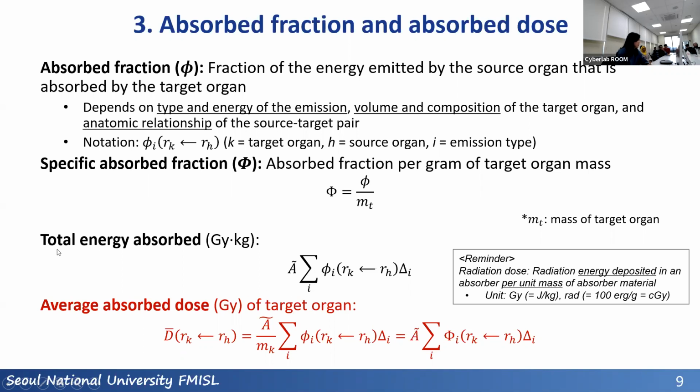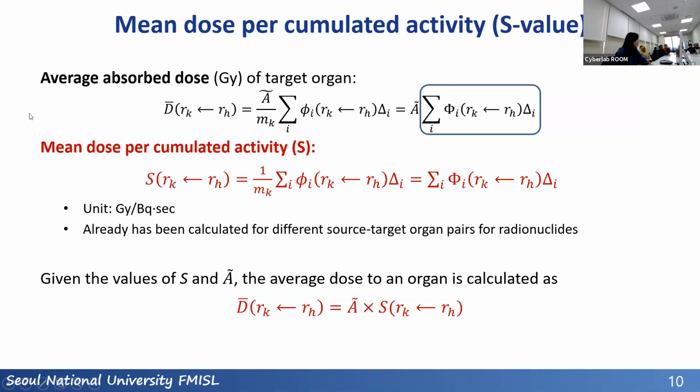So these are energy. So if you want to calculate the dose, I just remind you that the dose becomes energy deposited per unit mass. So the dose from the source H to the target K becomes simply dividing the total energy absorbed by the target organ's mass. So if you divide by mk, we can just simply use the specific absorbed fraction as we just calculated previously. So we use the average absorbed dose of the target as you see here.